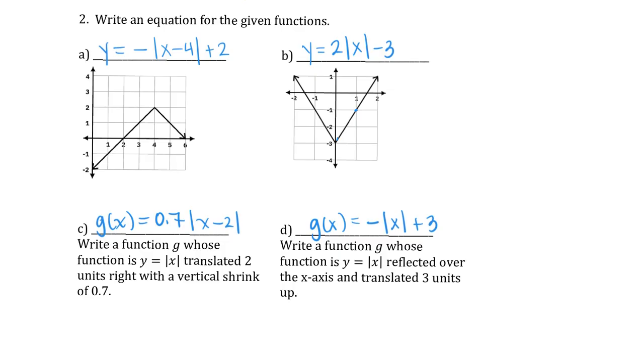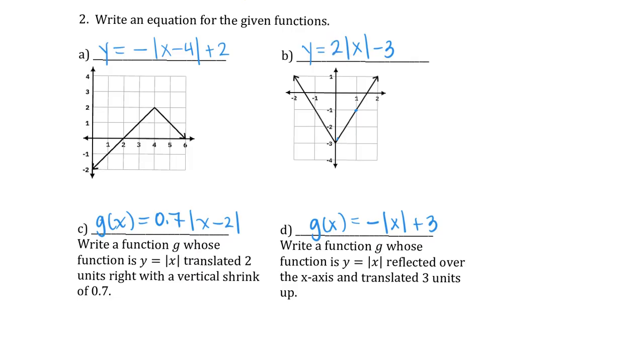Okay, go ahead and check your answers with mine. For A and B, I did not say what to name my new function, so I just said y equals. Y equals, it's opening down, so I put a negative. It went right 4, up 2, and it's a V shape, so it's absolute value. Okay, for B, it went down 3, so I have the minus 3. It's going right 1, up 2, so I gave it a stretch of 2, but it is opening up.